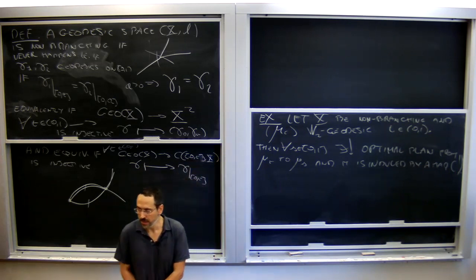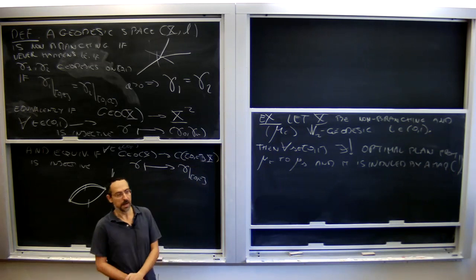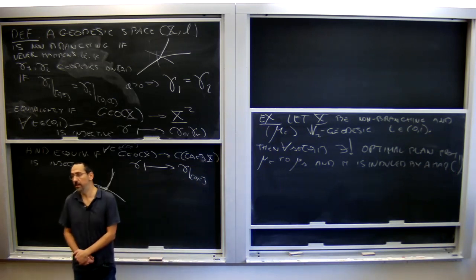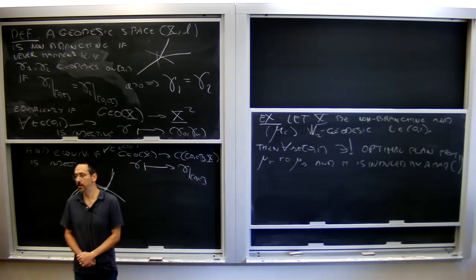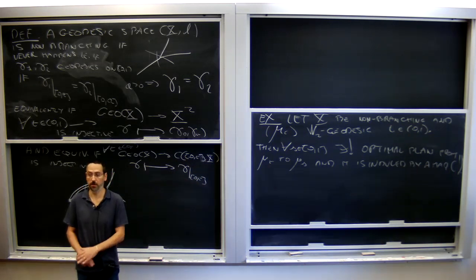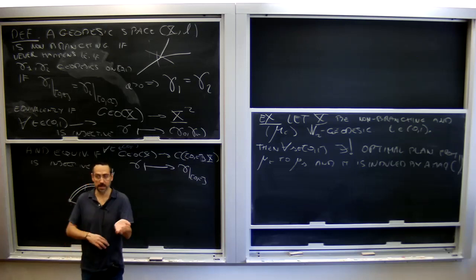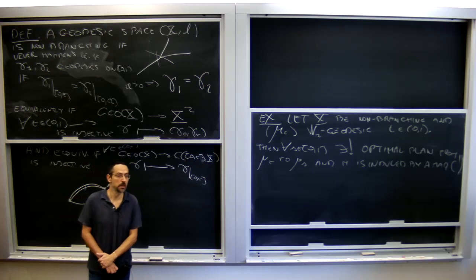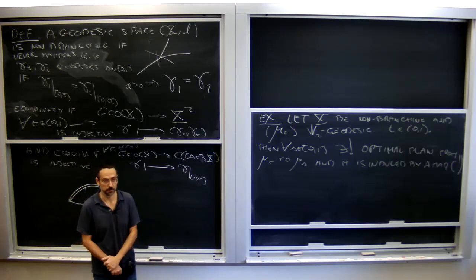The line of argument for this theorem is the following: you take an optimal plan and you prove that that optimal plan is induced by a map. If you do so, then the optimal plan must be unique, right? Because otherwise you could take the convex combination of the two plans induced by these two maps, and this would be a new optimal plan not induced by a map, if the maps were really different.